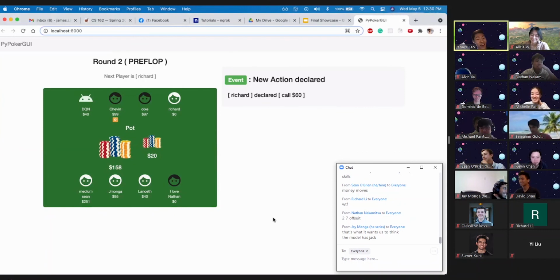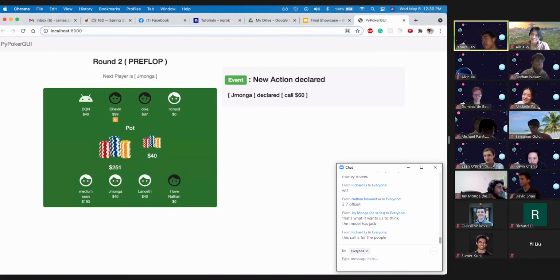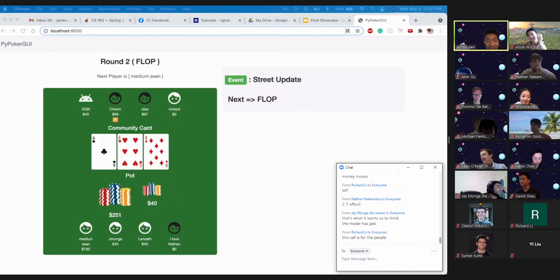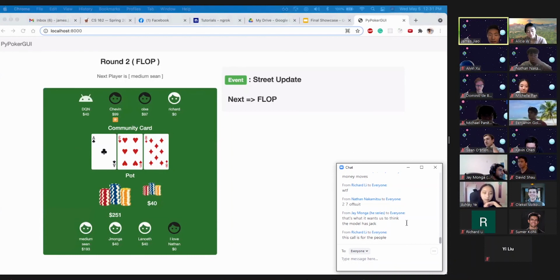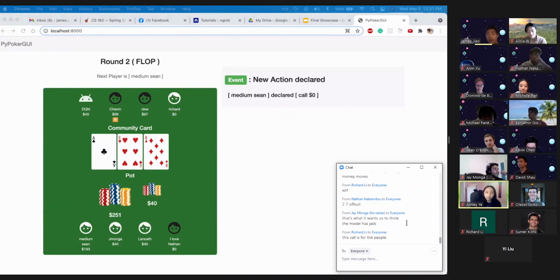The model has jack? Nah, I don't know. Okay, all right, Richard's all in. So everyone's going to the flop. Wow, 5 people with $60. Jesus Christ. Now we got a side pot because I think Richard is out. All right, come on, model, let's go.